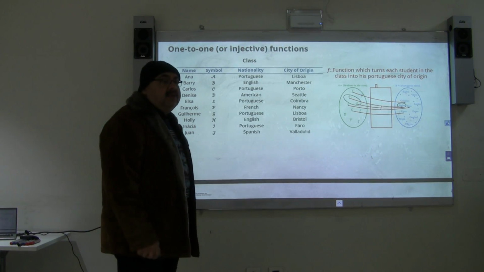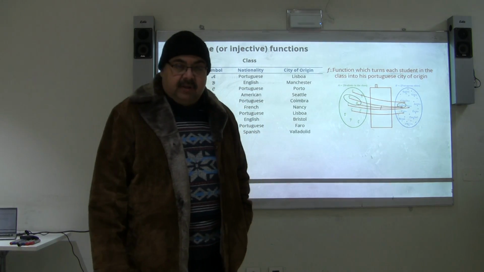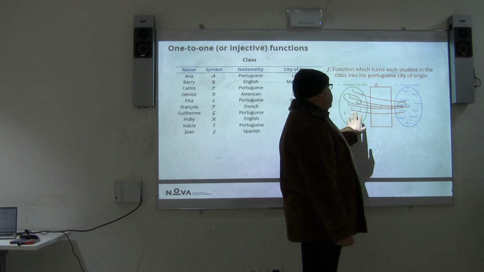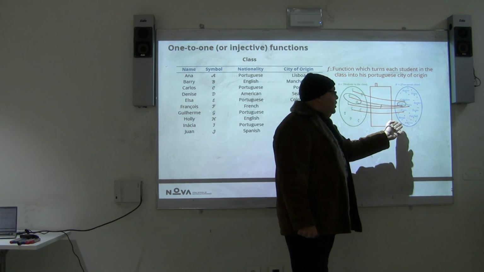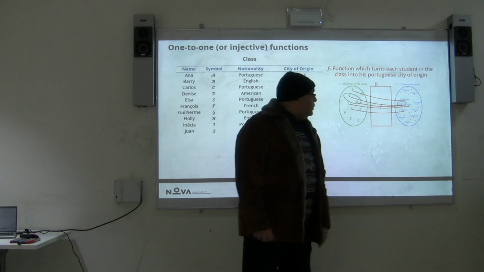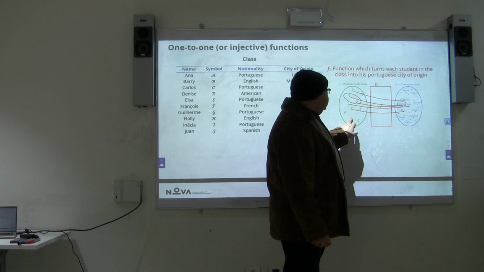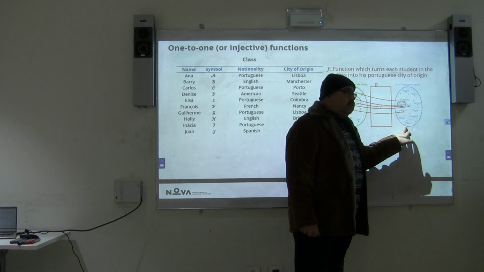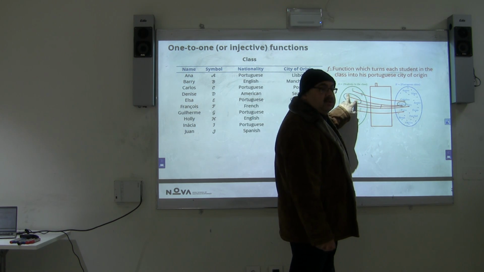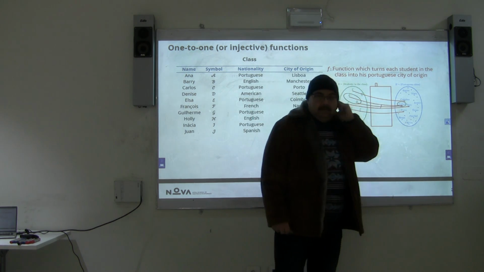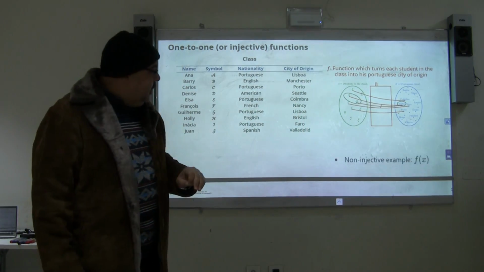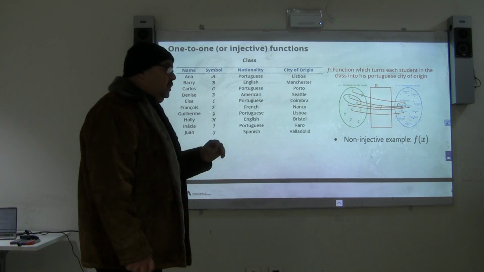I want you to remember this standard example, which is about the students from your class who are living in a city, and we are trying to find the city of origin in Portuguese. As you can see, from this domain into this codomain or range, you can find some of the inputs sharing the same output. In such a case, this function is not injective. That's a non-injective example.